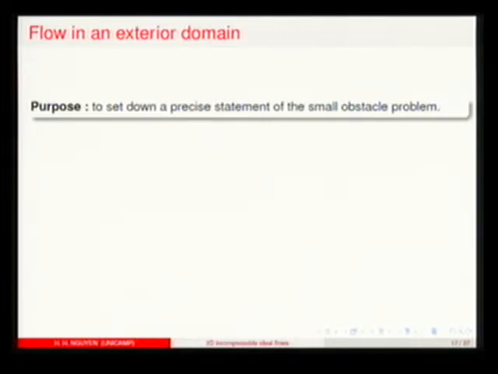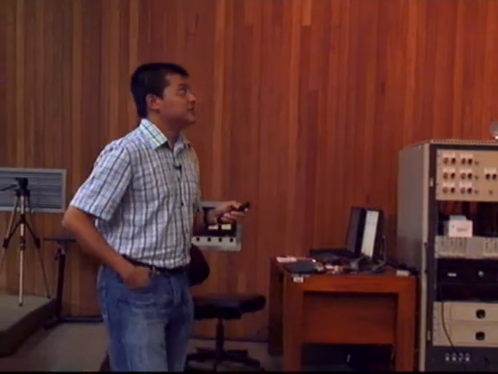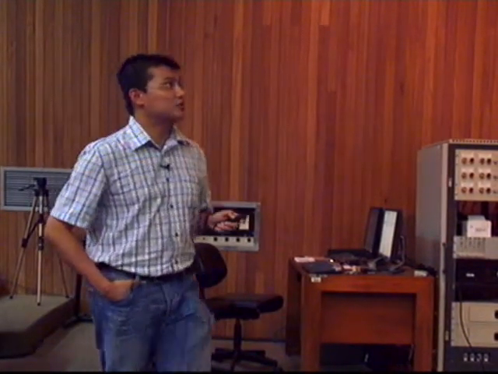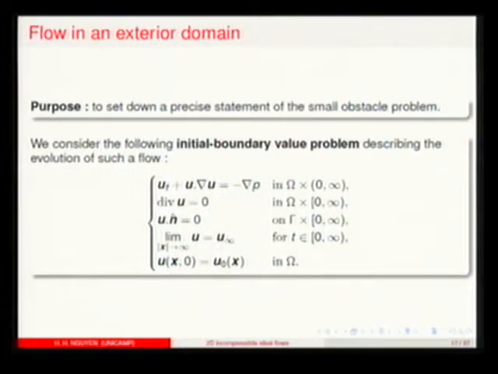Now we will consider the flow in an exterior domain. The goal in this step is to set out the precise statement of the small obstacles problem. We consider the following initial boundary value problem.